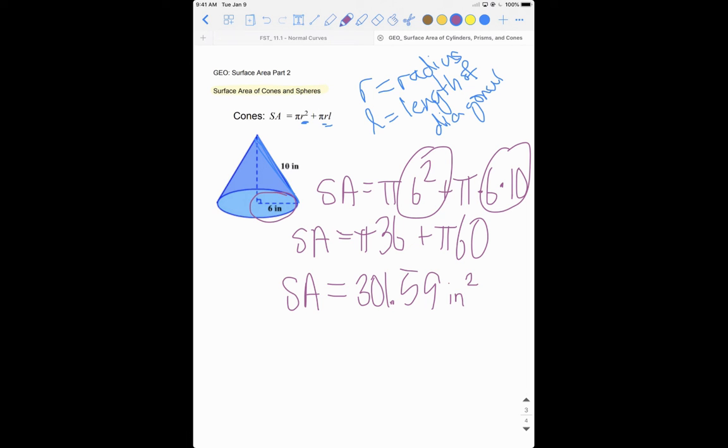So the main thing you've got to know is that your L is the length of your diagonal here. It's not your straight up and down height, right? So it's the length of your diagonal, not your straight up and down height.